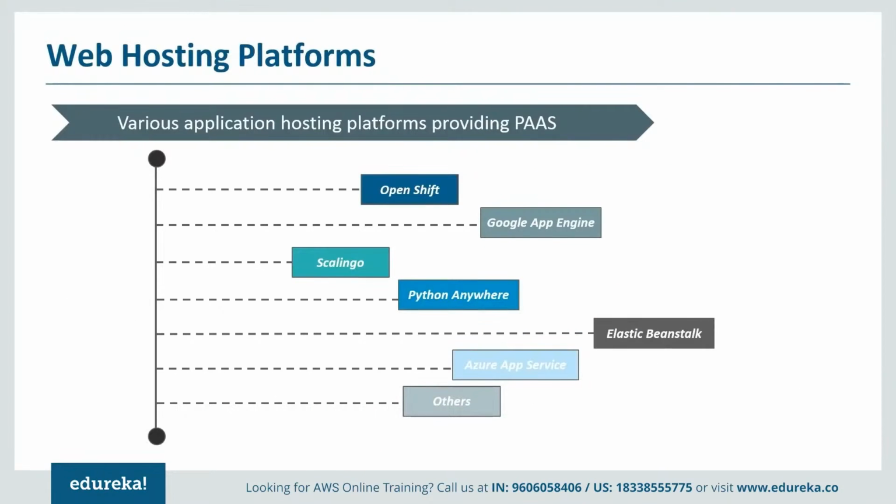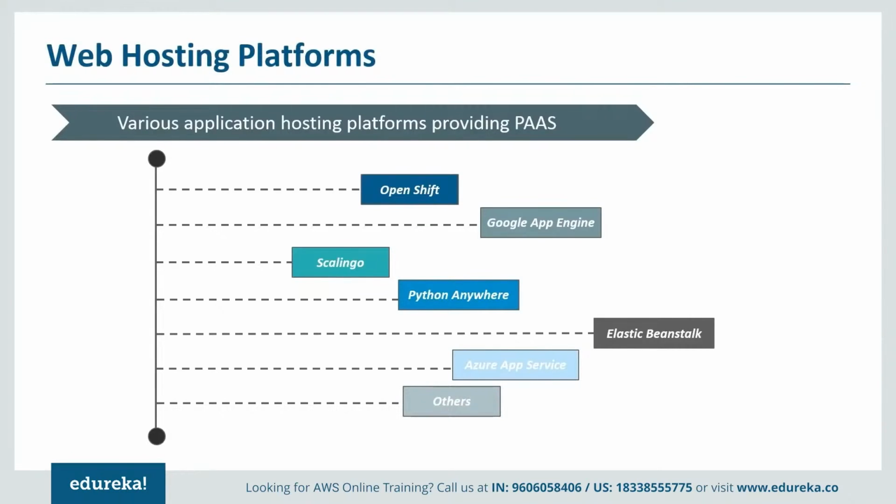In the market, there are quite a lot of application hosting platforms which are providing Platform as a Service. Let's have a look at a few of them. First, we have something called OpenShift. It is a web hosting platform offered by Red Hat. Then you have Google App Engine, which we all know. Then there is Heroku. It is a Platform as a Service where you can deploy your application in just 2 minutes. Apparently, it will provide you a production-ready environment where all you have to do is deploy your application code.